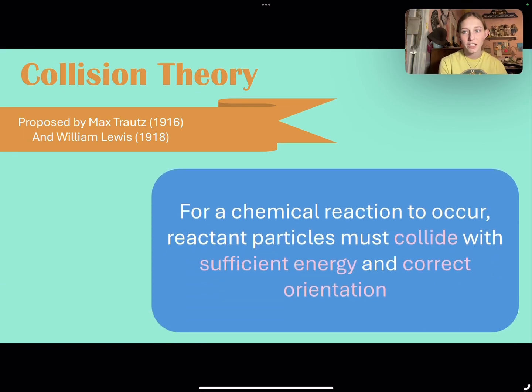For a chemical reaction to occur, reactant particles must collide with sufficient energy and correct orientation. This is what collision theory is. There are three main components that I have highlighted in my definition.